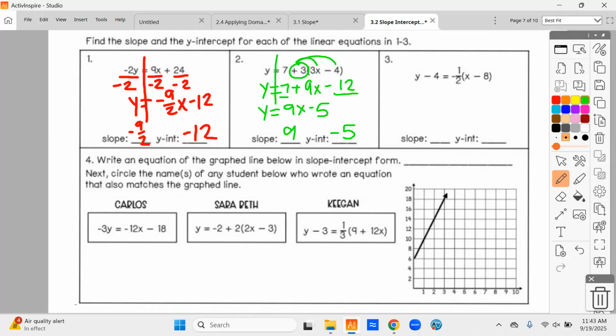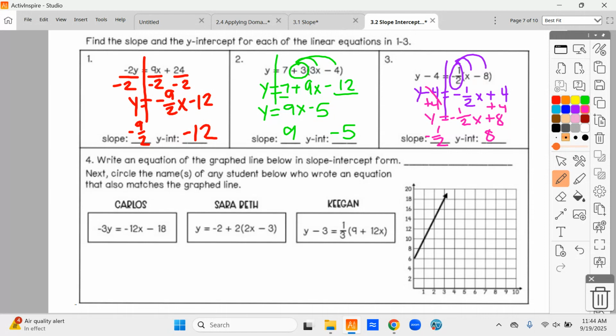Now the next one we have to do the same thing, but I'm going to distribute and then bring my negative 4 over. So I have y minus 4 equals negative 1/2 x plus 4, because negative 1/2 times negative 8 is positive 4. And then I'm going to add my 4 to move it to the other side, because I need to isolate y. So y equals negative 1/2 x plus 8. My y-intercept is 8. My slope is negative 1/2.